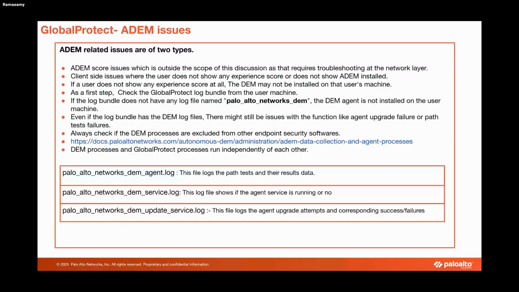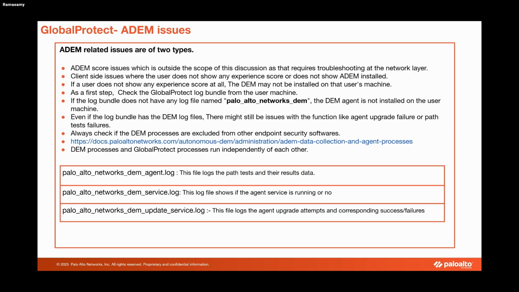Moving on to the issues, there are two types of issues that can occur related to ADEM: ADEM doesn't show any experience score, or ADEM is not installed. We can start the troubleshooting by collecting the GlobalProtect log bundles from the user machine. If the log bundle does not have a log file named palo_alto_networks_DEM, then the DEM agent is not installed on the user machine, or the DEM agent is installed, but there might be issues related to agent upgrade or path test.